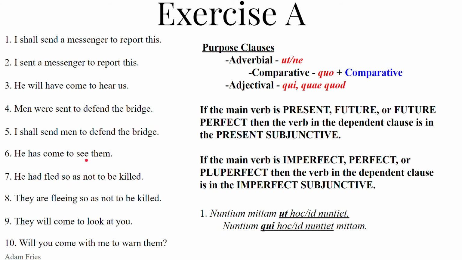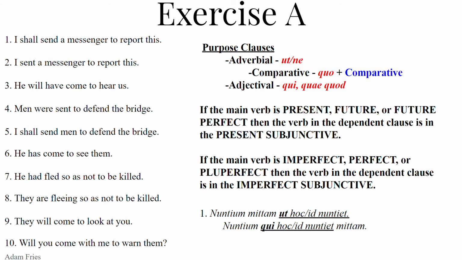So when it, ut, and then eos is the direct object, them, accusative plural masculine of is, ea, id, and then videret. Ut eos videret, so that he may see them, imperfect subjunctive. Videre, video, videre, vidi, visus, so videret.